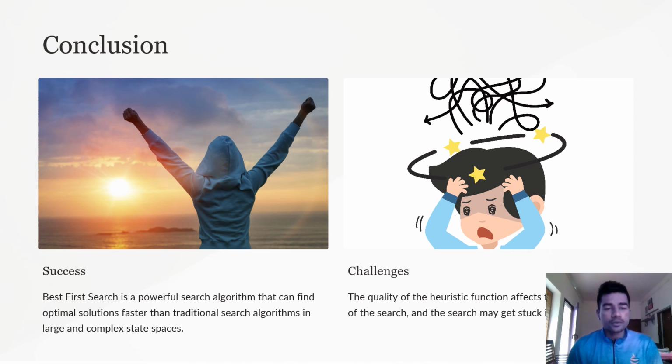And as a conclusion, best first search is very powerful, especially for complex state spaces, and it gives us an optimal solution faster than the traditional search algorithms. On the other side, it also has challenges: if the heuristic function is not of good quality, it affects the effectiveness of the search result. So the quality of the heuristic function must always be great.